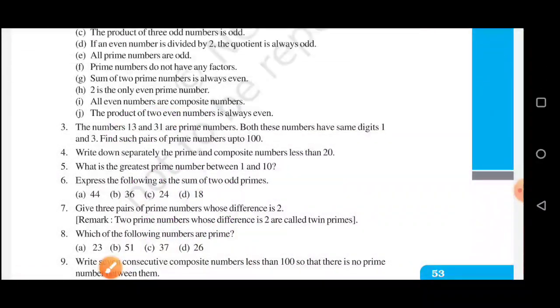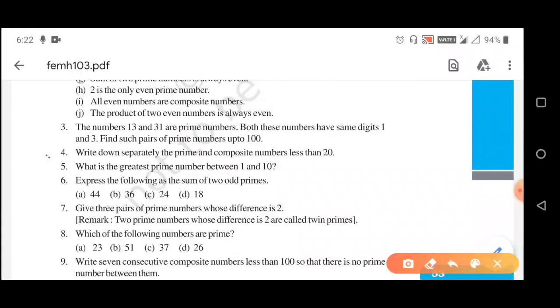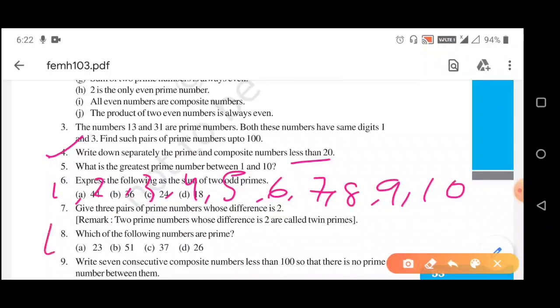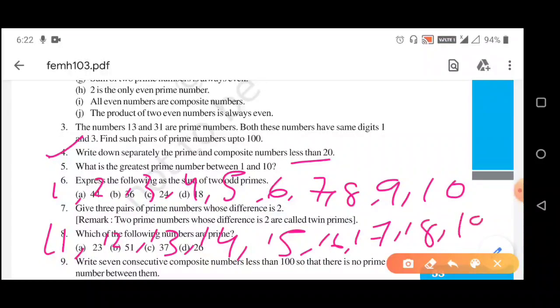Next question, write down separately the prime and composite numbers less than 20. So whenever it is given less than 20, we cannot include 20. So here 1, 2, 3, 4, 5, 6, 7, 8, 9, 10, 11, 12, 13, 14, 15, 16, 17, 18, 19.